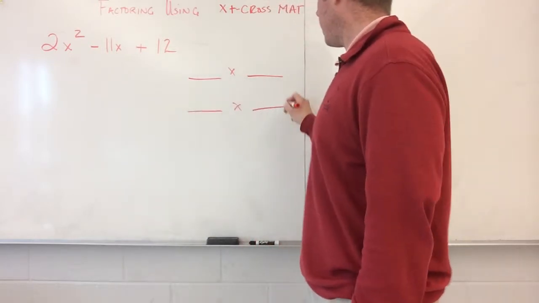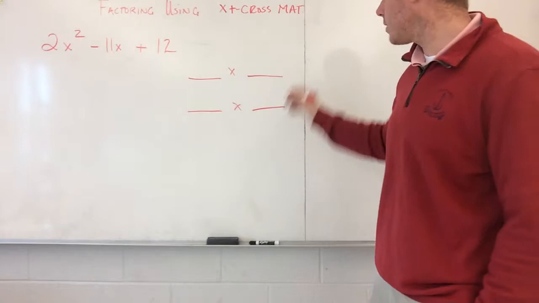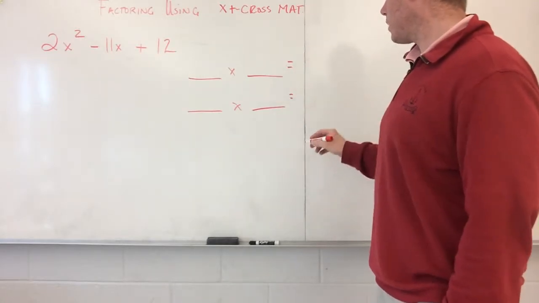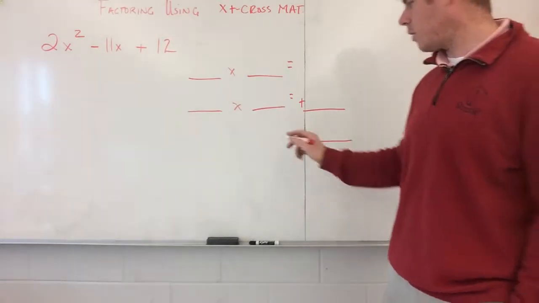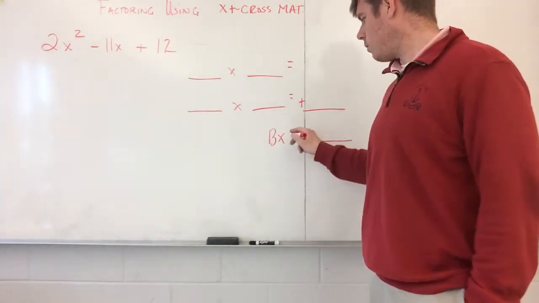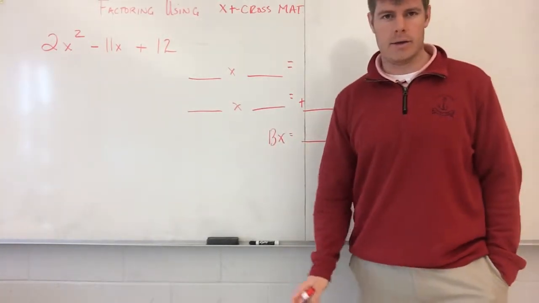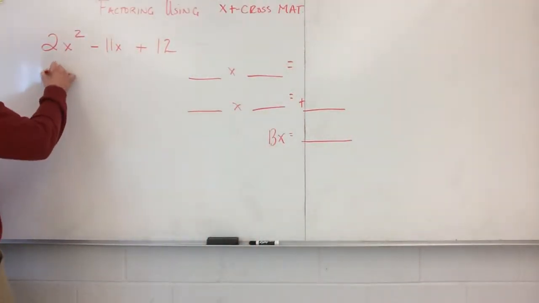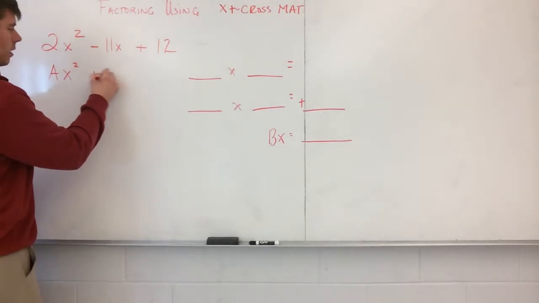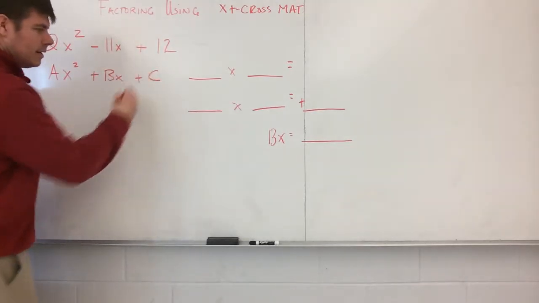Okay, so here's my mat. I'm kind of using a workspace. I'm going to get values to those, and what I'm going to do is sum those values up to create these. Now the goal is to make sure that they equal our middle term in the standard quadratic form of ax squared plus bx plus c.